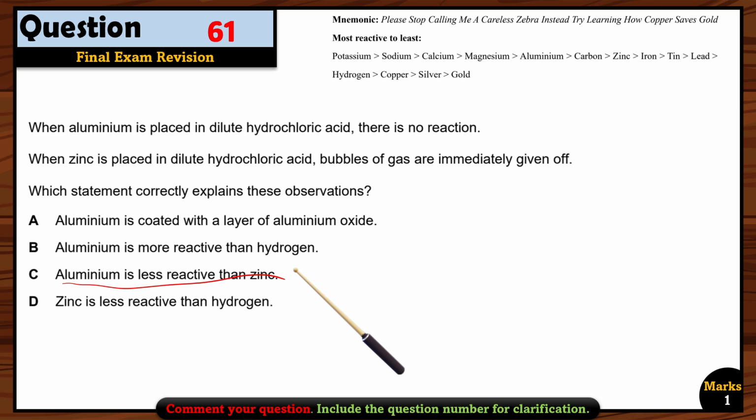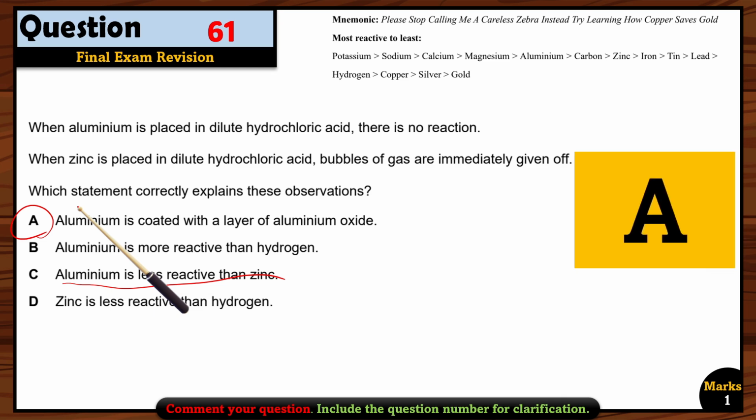So whenever you see a question that asks you why aluminium reactivity is less, the answer is always because it has an aluminium oxide layer. Okay, so the first option is the right option because aluminium is coated with a layer of aluminium oxide.